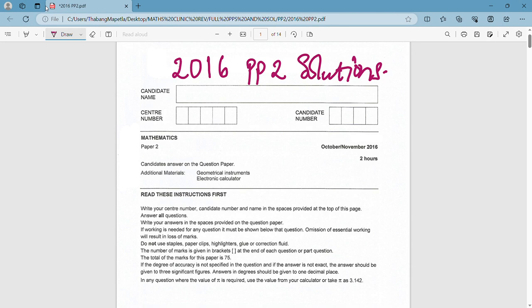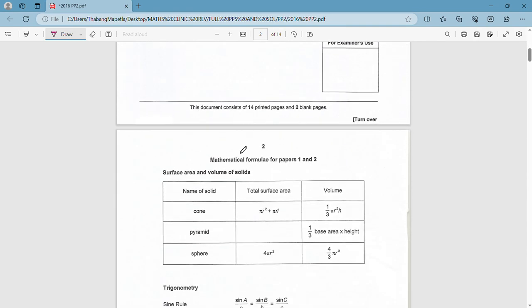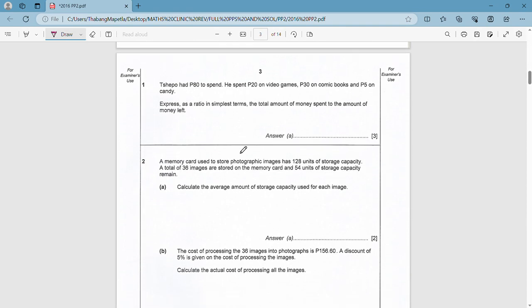Here we are with the 2016 Paper 2 solutions. This is a paper in which you are allowed to use a calculator. We are just going to discuss and use the solutions, and note that there can be some mistakes that I'll be making as I solve, and of course I stand to be corrected. This is just to help you in your exams. So, straight to solving.